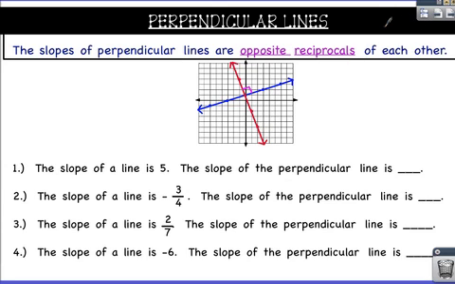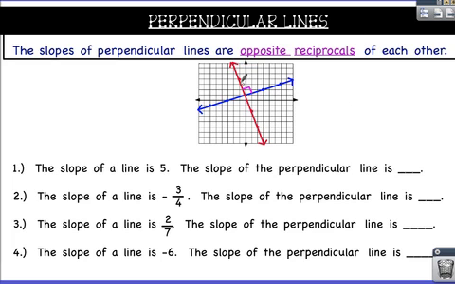Now, perpendicular lines are lines that cross each other and form a 90-degree angle. The slopes of perpendicular lines are opposite reciprocals of each other. Opposite means that if one is positive, the other is negative, and vice versa. Reciprocals is when you flip the fraction upside down. So you're doing both, taking the opposite and taking the reciprocal in order to calculate the slope of a perpendicular line.